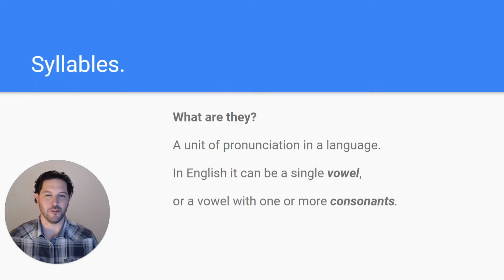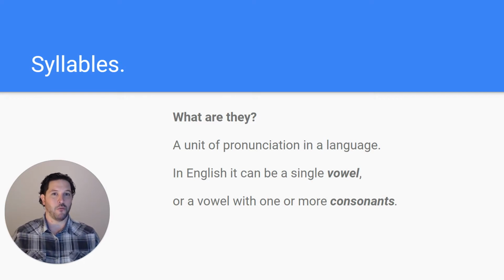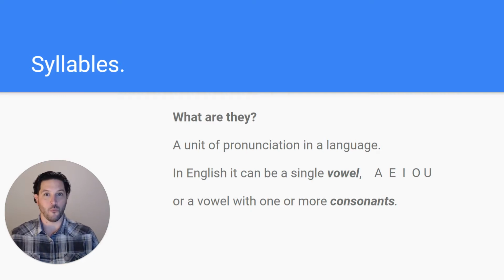So first, syllables. What is a syllable? Well, it is a unit of pronunciation in a language, any language. In English, it can be a single vowel, or it can be a vowel with one or more consonants. Just to review, the vowels in English are A, E, I, O, and U. Those vowels can stand alone or with one or more consonants together, and they form a unit of sound. Consonants are all the other letters.